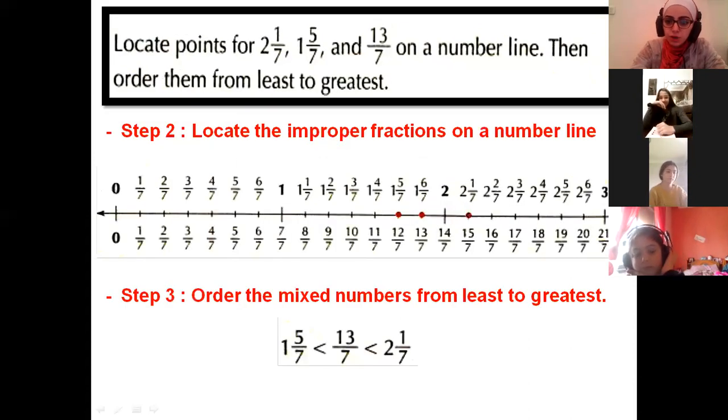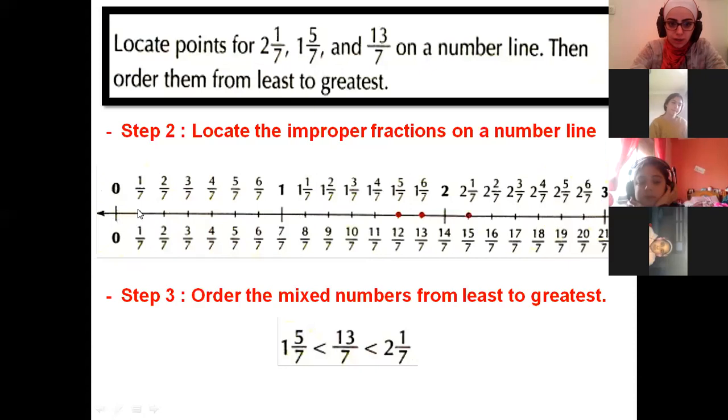Now look, how is our number line going to be? The improper fractions, we put them on the number line. Since we have 2 as a whole number and 1 as a whole number, we need to put on the number line 0, and 1, and 2, and the biggest number that we can put here is 3. Between any two whole numbers we put 7 spaces because the denominator is 7. So between 0 and 1, 7 spaces. Between 1 and 2, 7 spaces. Between 2 and 3, 7 spaces.